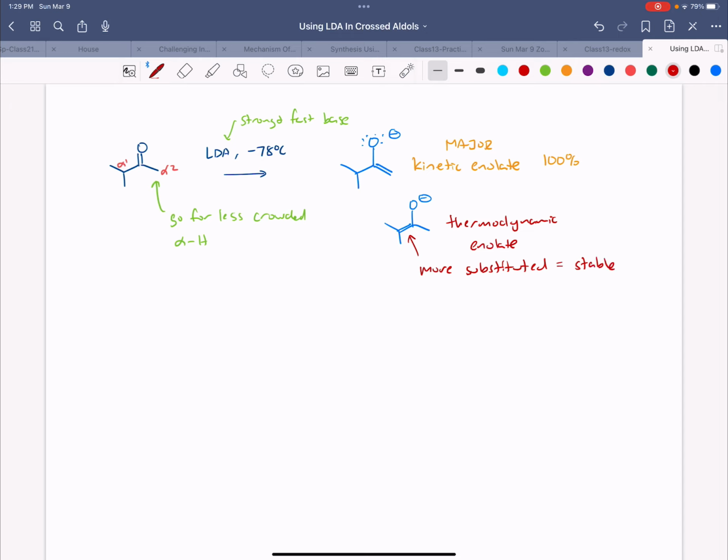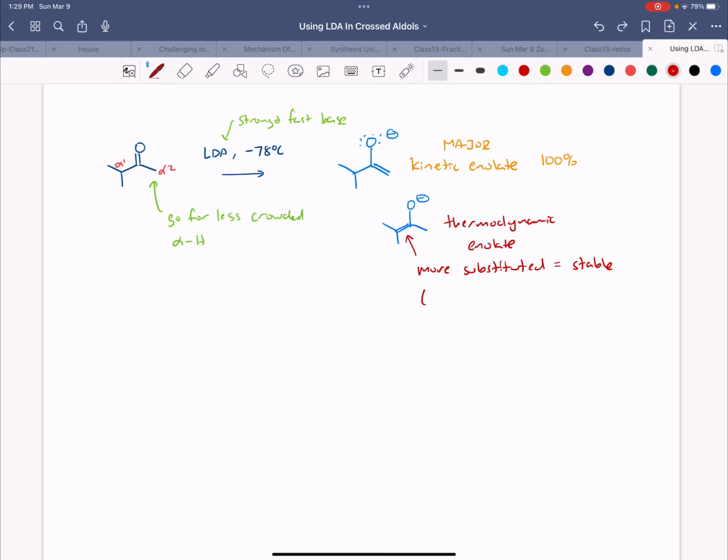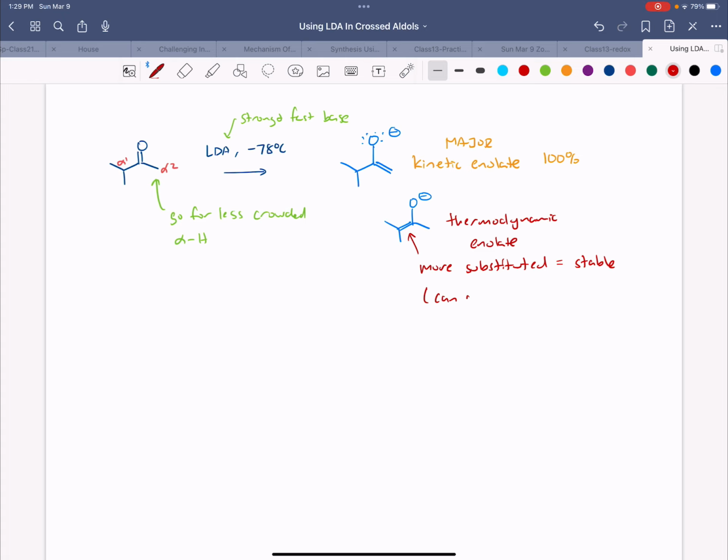Do you know how to get the thermodynamic enolate? You can get it if you use a weaker base. Like what? Like NaOH.